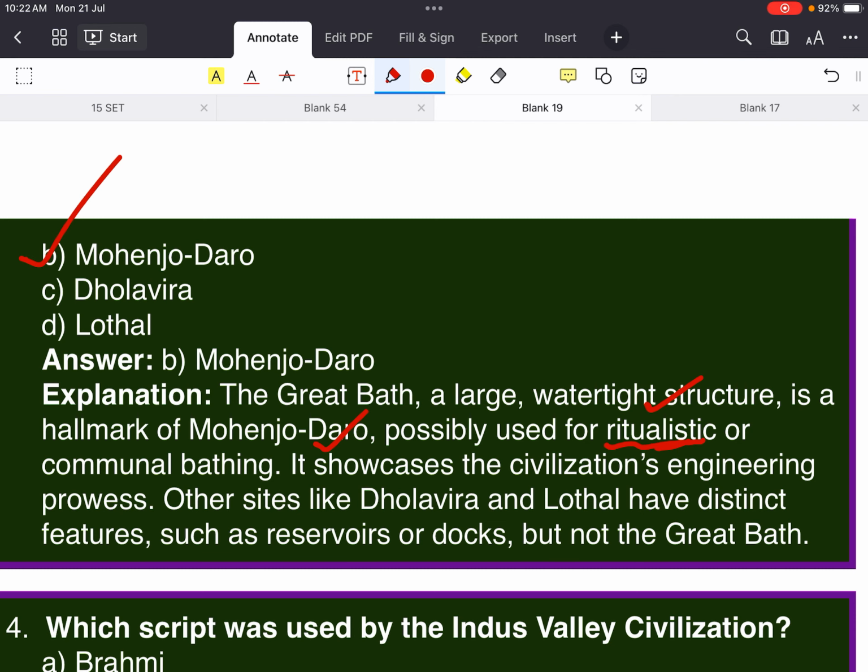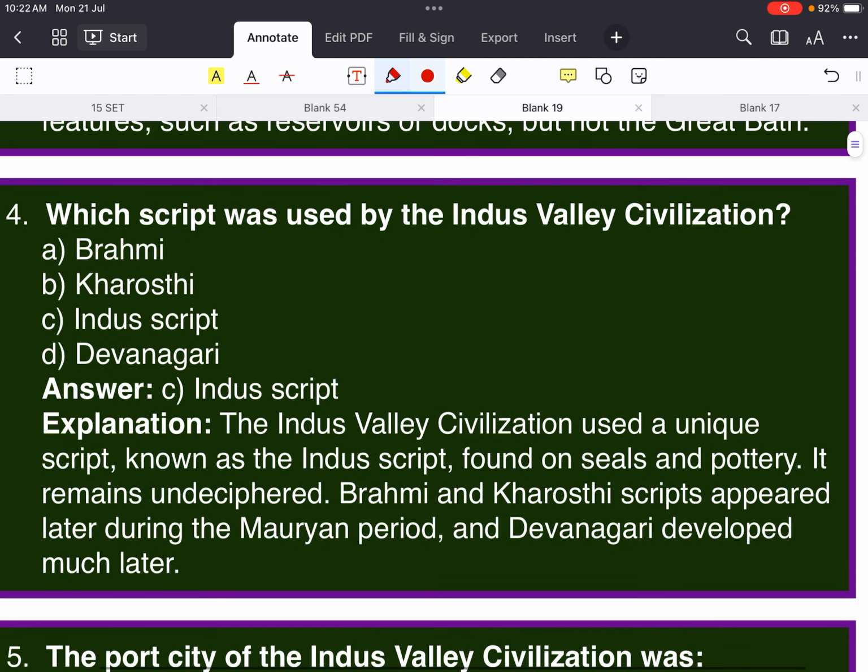Next question. Which script was used by the Indus Valley civilization? That was the Indus script, option C. The Indus script is undeciphered. The Indus Valley civilization used a unique script found on seals and pottery, which remains undeciphered. Brahmi and Kharosthi scripts appeared later during the Mauryan period, and Devanagari developed much later.